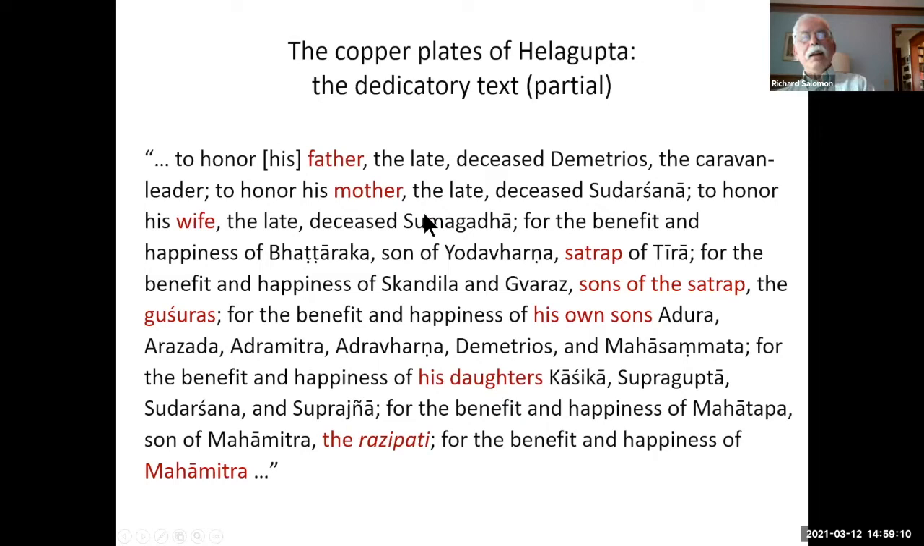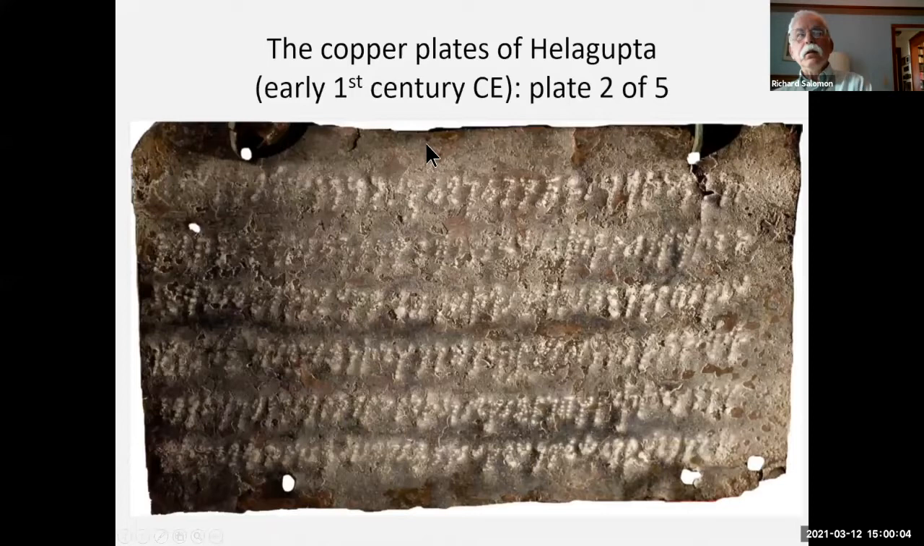I won't read out the whole thing. I just put in red the basic names or categories, that is relatives whom he pays special honor to and by implication shares the karmic merit. His father, his mother, his late wife, the satrap, that is the local ruler, the kshatrapa or satrap, the sons of the satrap, who are gushuras, that's another royal title, his sons, his daughters, the rajapati, again, some kind of royal functionary. We don't know exactly what that means. So that's part of it, and that's far from all of it, and I'll show you a little more later on. I remind you, this inscription has five plates of this type, so a lot of text.